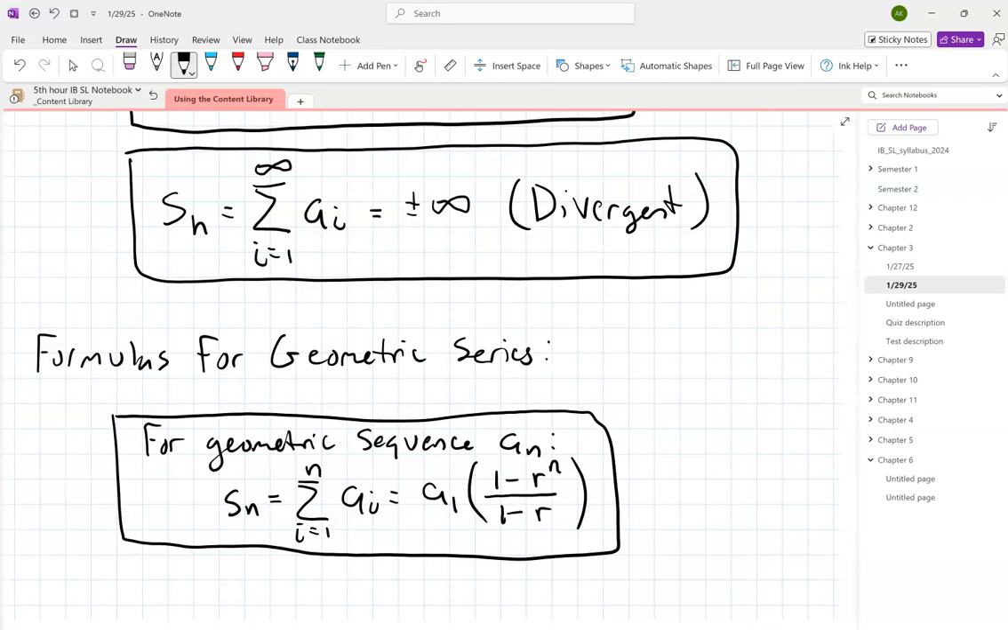So for the nth partial sum for a geometric sequence, I can calculate that by just taking the first term times 1 minus r to the n, divided by 1 minus r, where r is that common ratio for the geometric. That's that factor that you're multiplying by each time.